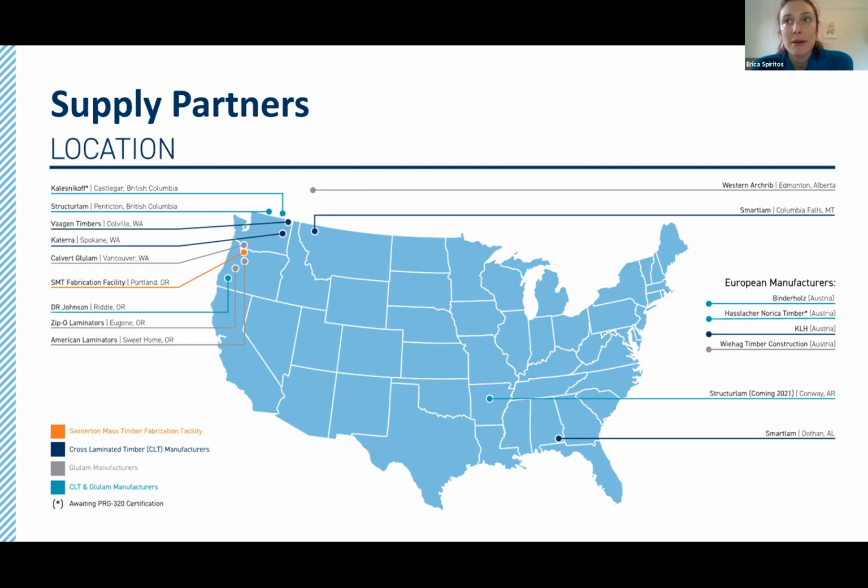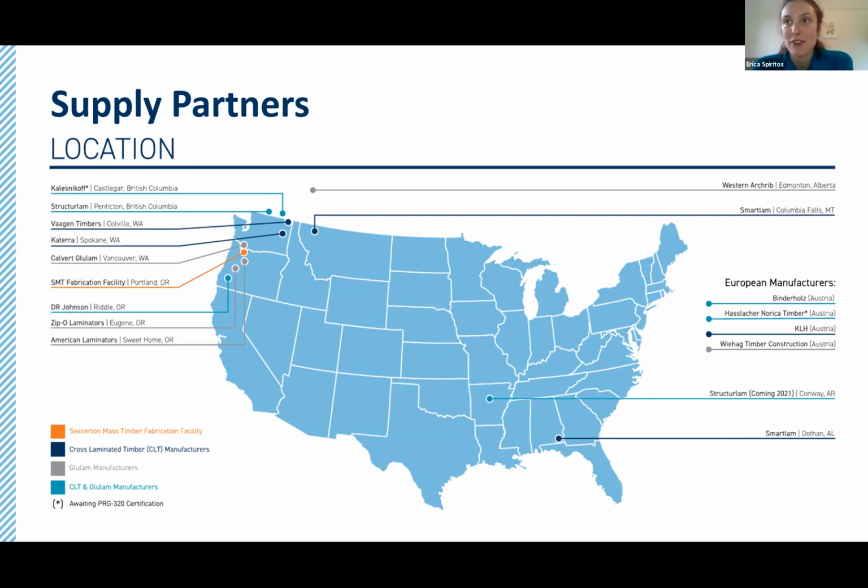And then we sourced glulam beams and columns from Zippo laminators out of Eugene, Oregon. They're a commodity glulam manufacturer, so they don't have 3D modeling capability or CNC capability. And at that time, we didn't have our fabrication shop up and running. So actually, Vaughan partnered with them, and we sent all the Zippo glulam products up to Colville for fabrication at Russ Vaughan's facility up there. And then he shipped it back down to us, fully fabricated with hardware installed, ready to go. So we had a number of really awesome supply partners on this project, Zippo and Vaughan being two of them.